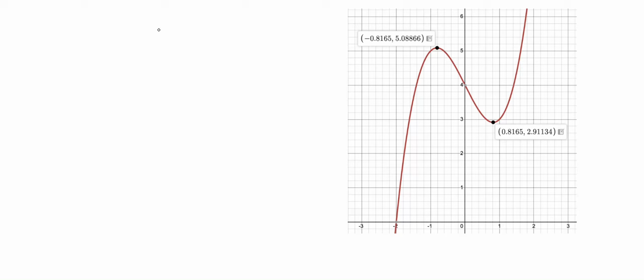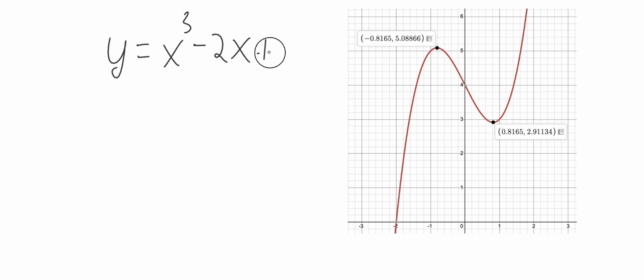Let's look at our polynomial graph one more time. Just as a reminder, this is y equals x cubed minus 2x plus 4. I chose this graph again because it does a really nice job of showing what we would expect to see in a relative maximum and a relative minimum.